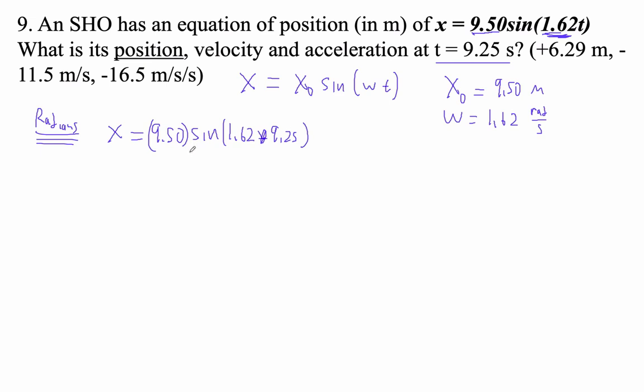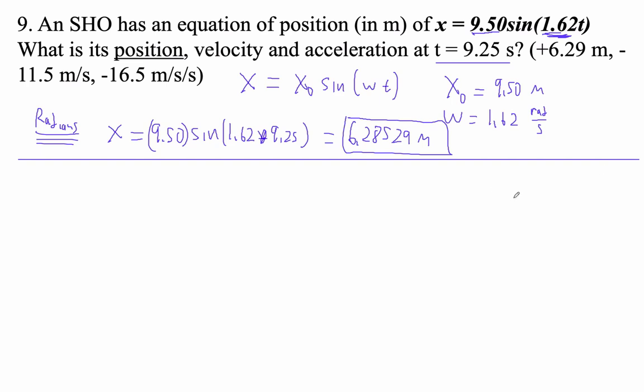I'm going to go sine of pi. Let's just double check. Sine of pi is 0. Okay, so 9.5 times sine of 1.62 times 9.25, right parenthesis. And my x is equal to 6.28529 meters.